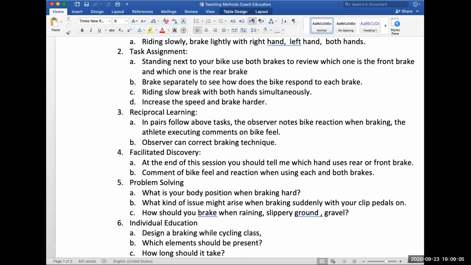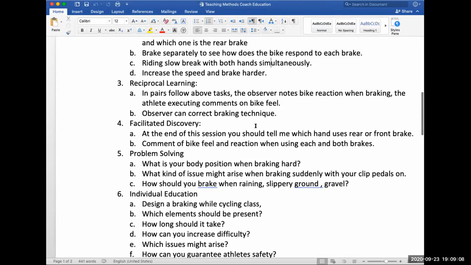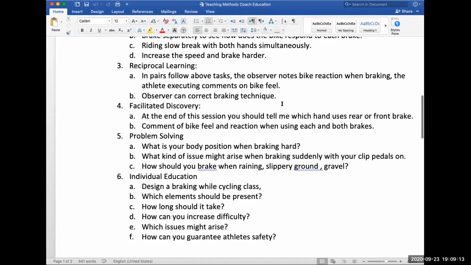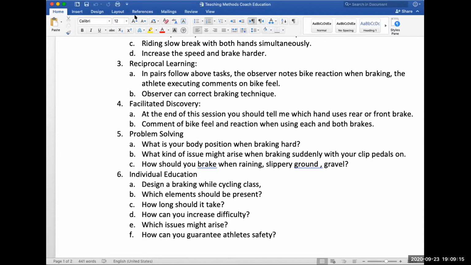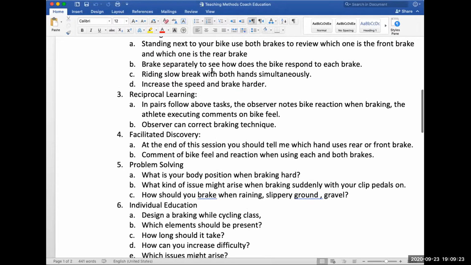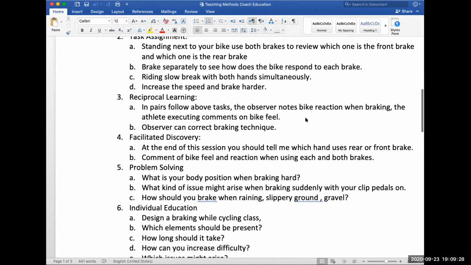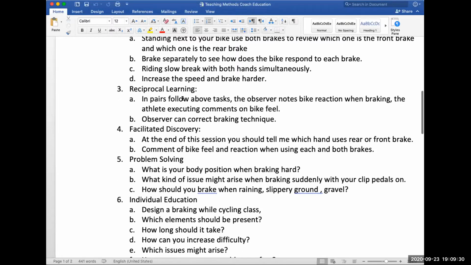Okay. And then, if we were in reciprocal learning, what would happen is that I would pair you up and you would follow these same tasks, but as couples. One of you would be an observer and note the bike reaction when braking, and the other would be executing and would comment on bike feel, and the observer should be able to correct braking technique. And so the athletes would be more involved in their learning.